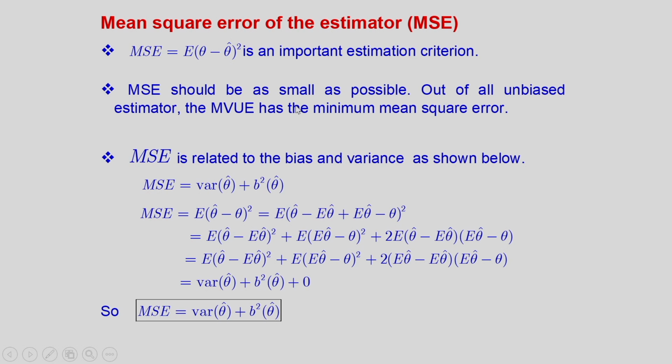MSE should be as small as possible. Out of all unbiased estimators, the MVUE has the minimum mean square error. So in the case of unbiased estimators, the MVUE will have the least MSE. Now, MSE is related to bias and variance as shown below. MSE is equal to variance of theta hat plus bias of theta hat square. This we can prove easily.